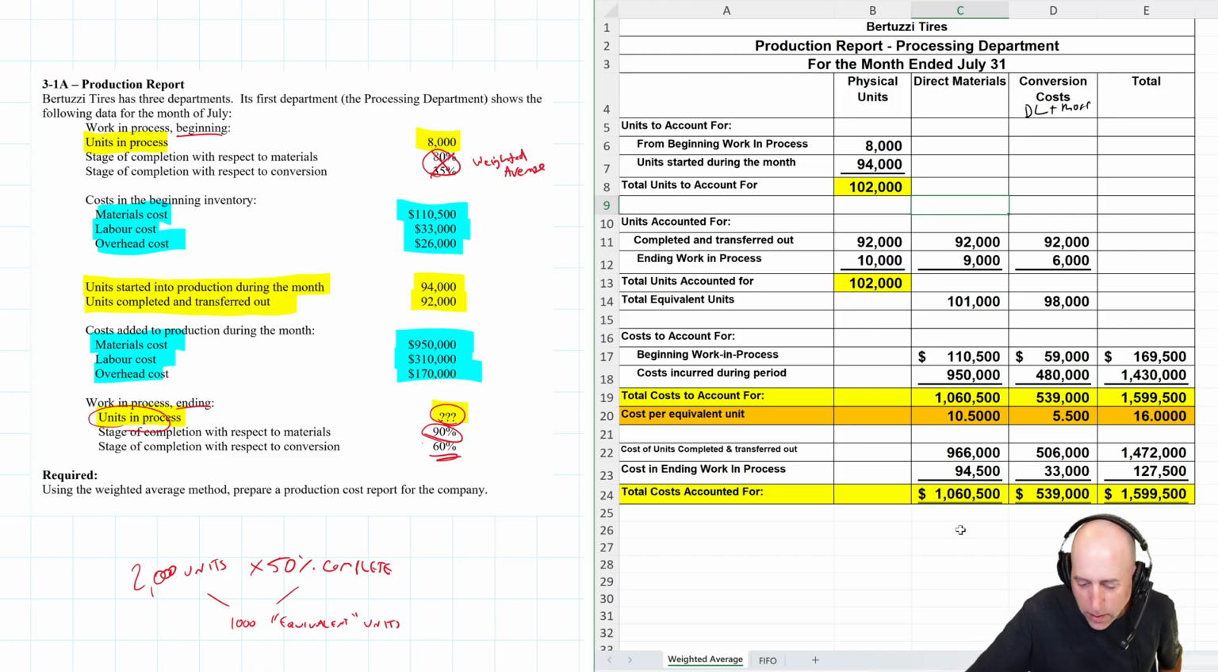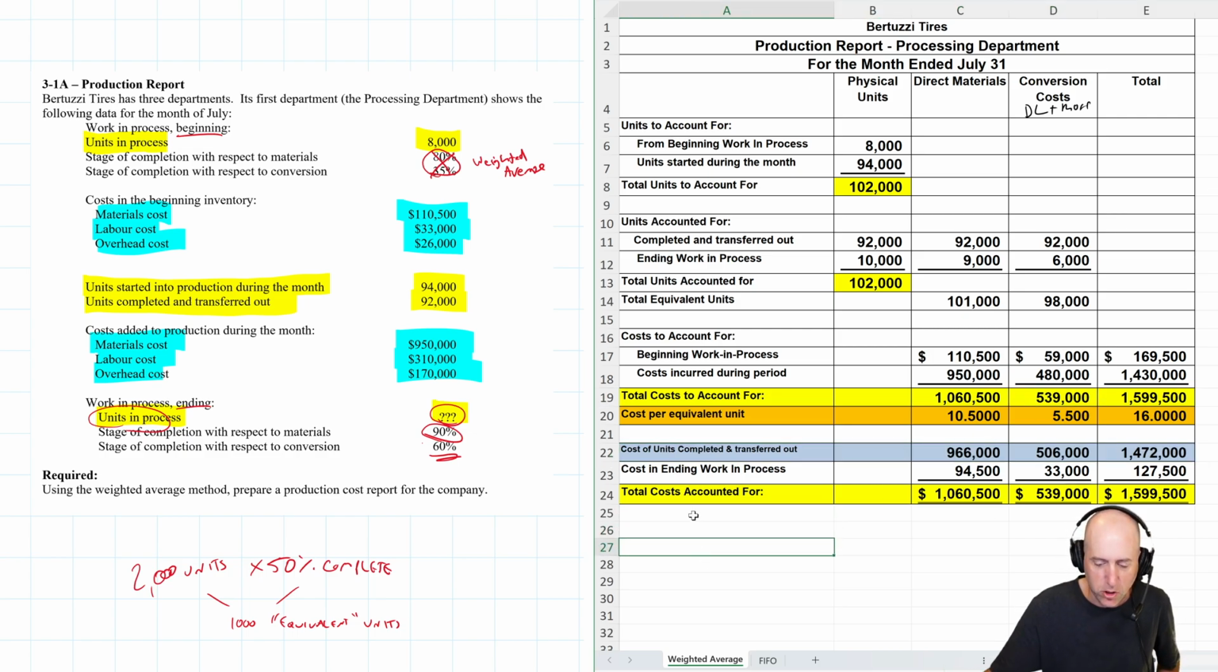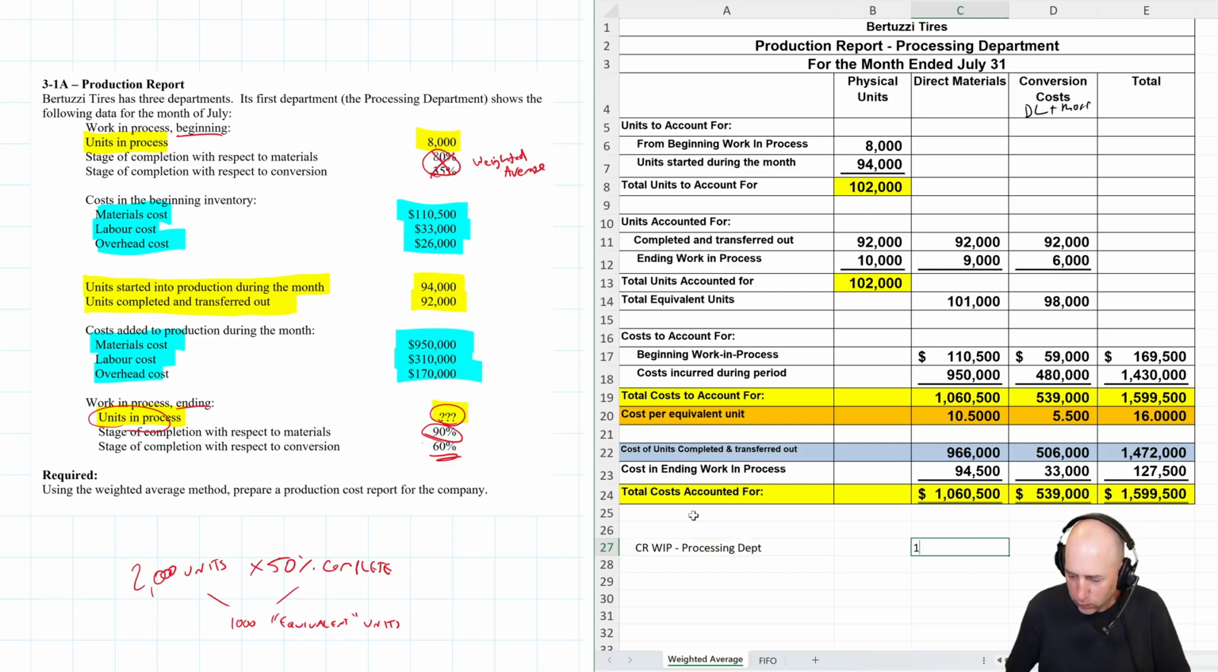Just as a little bonus, sometimes I ask my students to do the journal entry to transfer out completed goods. And that's this blue highlighted line. So here's the journal entry if you're asked. We credit WIP for this department, processing department, for 1,472,000, just that number right there, what we completed and transferred out.